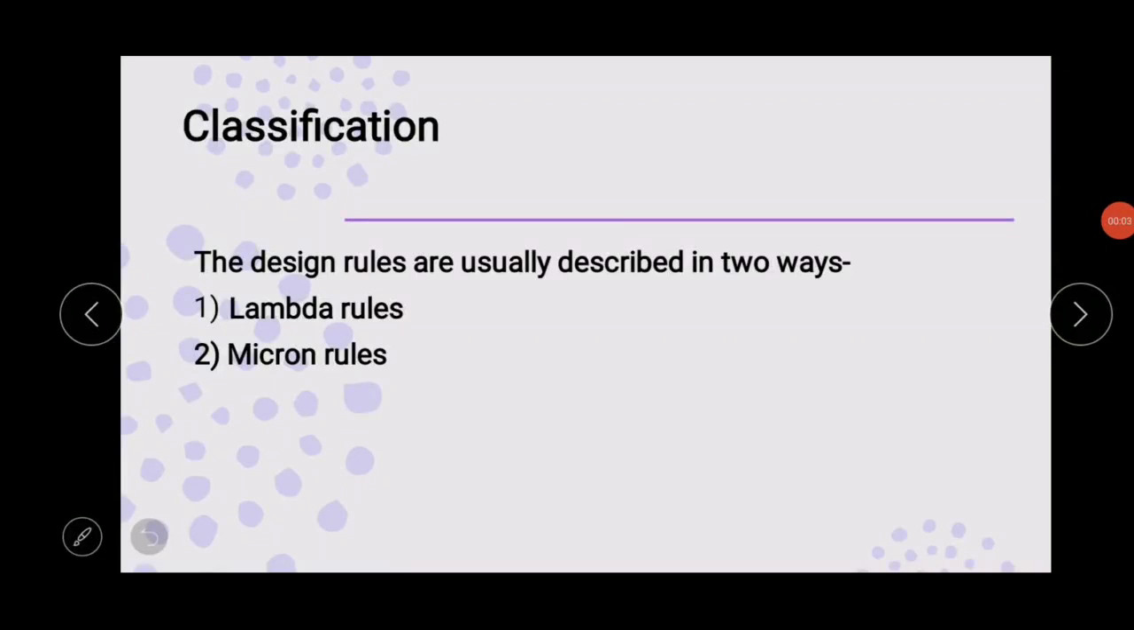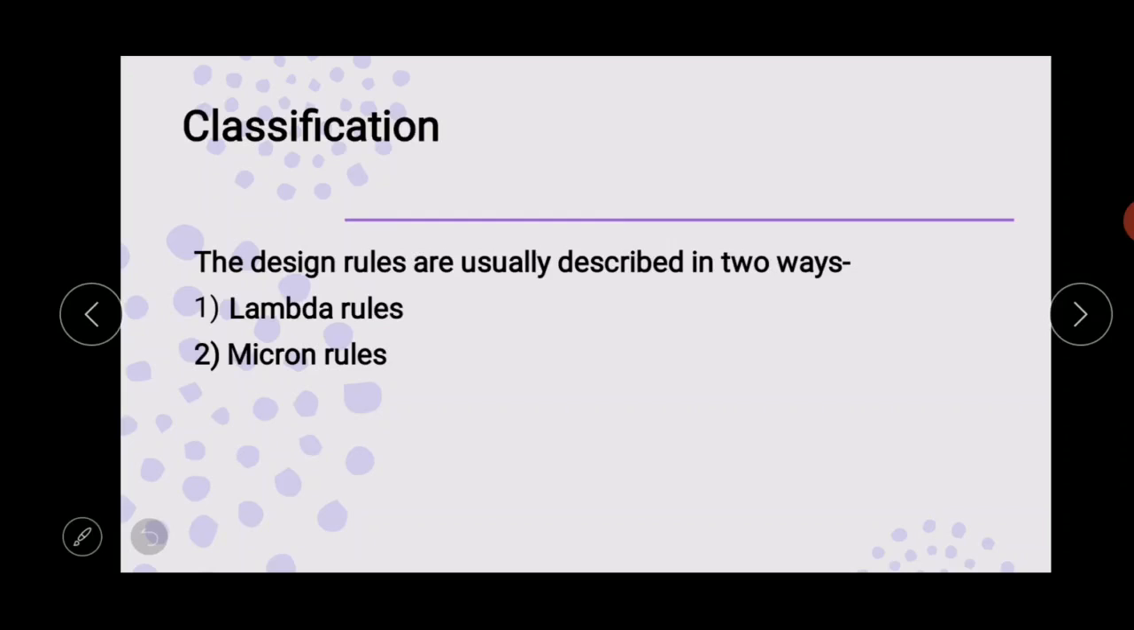So, classification. Design rules are usually described in two ways, lambda rules and micron rules. The lambda rule is called scalable, meaning these rules can be defined in terms of a parameter, lambda. The value of lambda is half the minimum channel length of the smallest transistor, meaning the channel present in the MOSFET. The lambda value is half of that channel length.